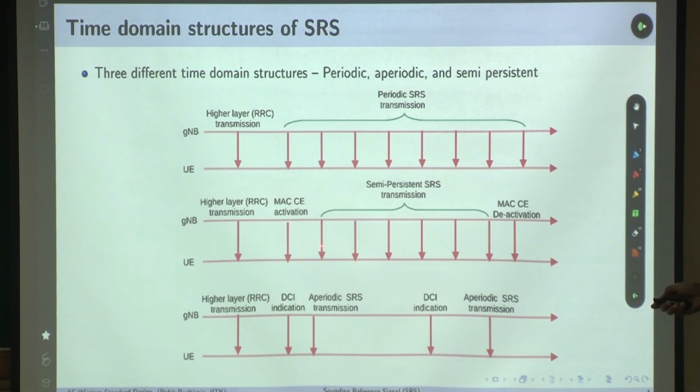Now in the semi-persistent transmission, you see the difference: MAC gets into the picture. There is this MAC control element activation. It will be configured by RRC, but it is activated by the MAC. Control information is sent by the MAC layer saying please activate it for this much period. Then after that, again a control element is sent by the MAC layer to deactivate it.